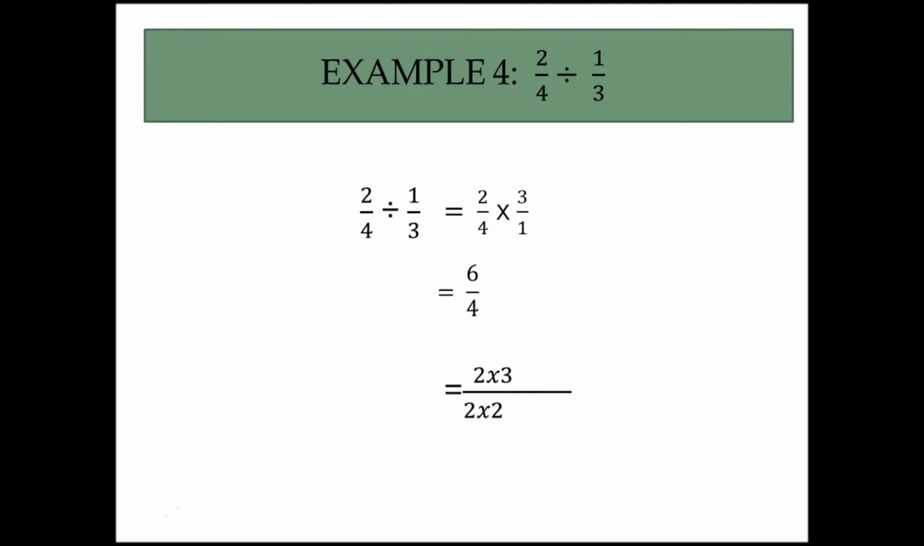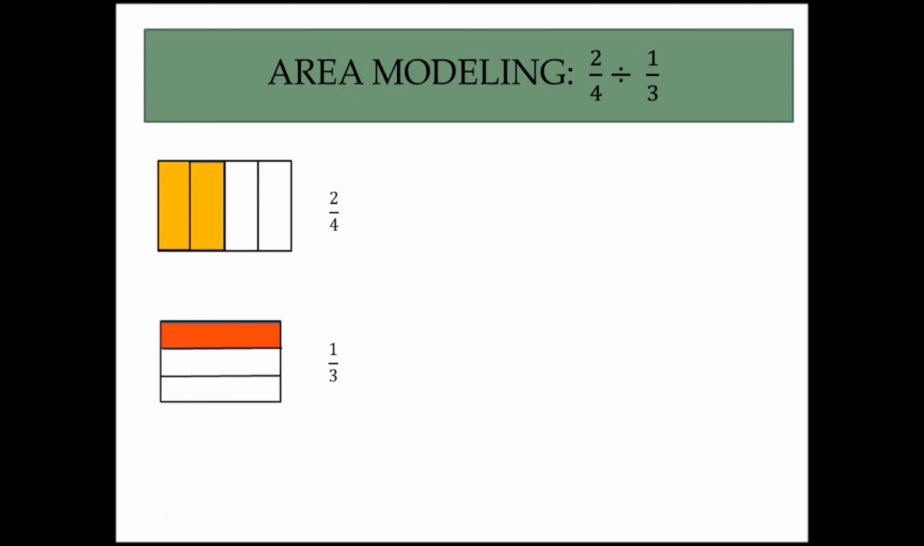For prime factorization, 6 is 2 times 3. 4 is 2 times 2. So we see a group of 1 right there. So the final answer comes out to 3 over 2. Okay, now modeling. 2 over 4, still the same. 1 over 3, still the same.